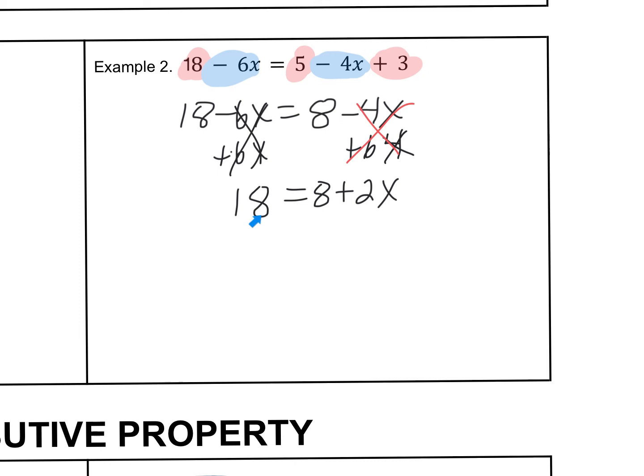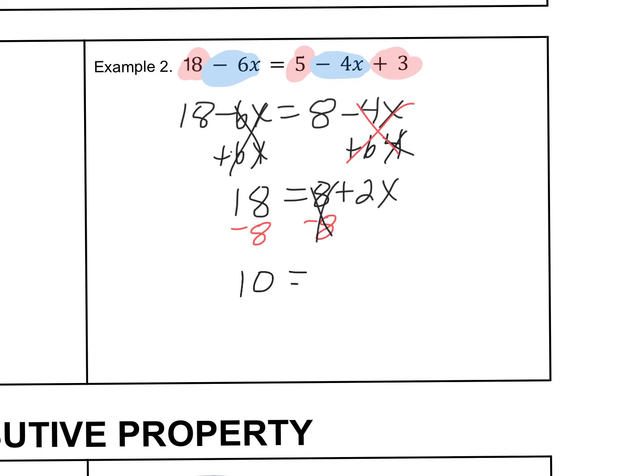So now we want to get the 18 and the 8 together on the other side, the left side. So I've got to remove this 8. This is a positive 8 over here because there's not a negative sign in front of it. So to get rid of that, we're going to subtract 8. We have to do that from both sides. On the right side, it cancels. And on the left side, you have 18 minus 8, which is 10.